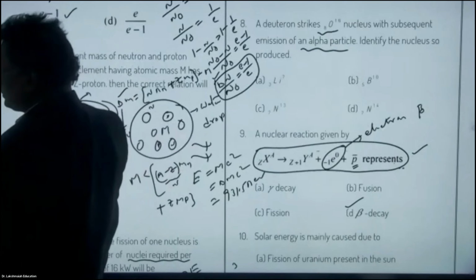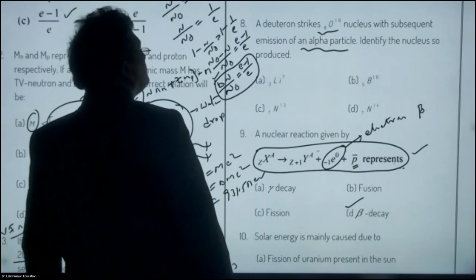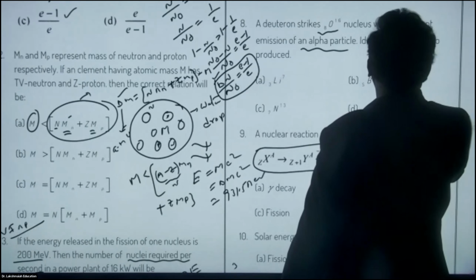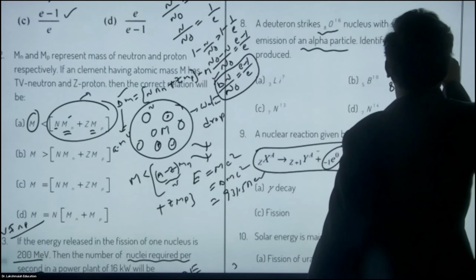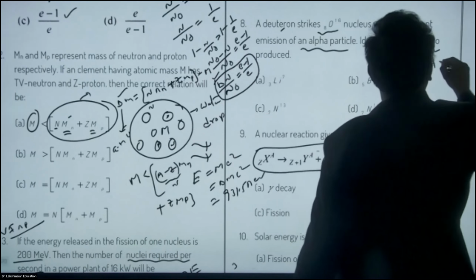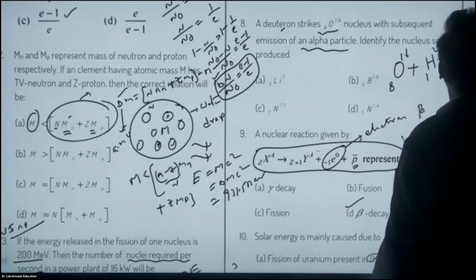This oxygen is bombarded with the deuteron. O 8 16 plus deuteron gives this X you have to find out, Z A, plus helium, helium 2 4. Now you can find out.